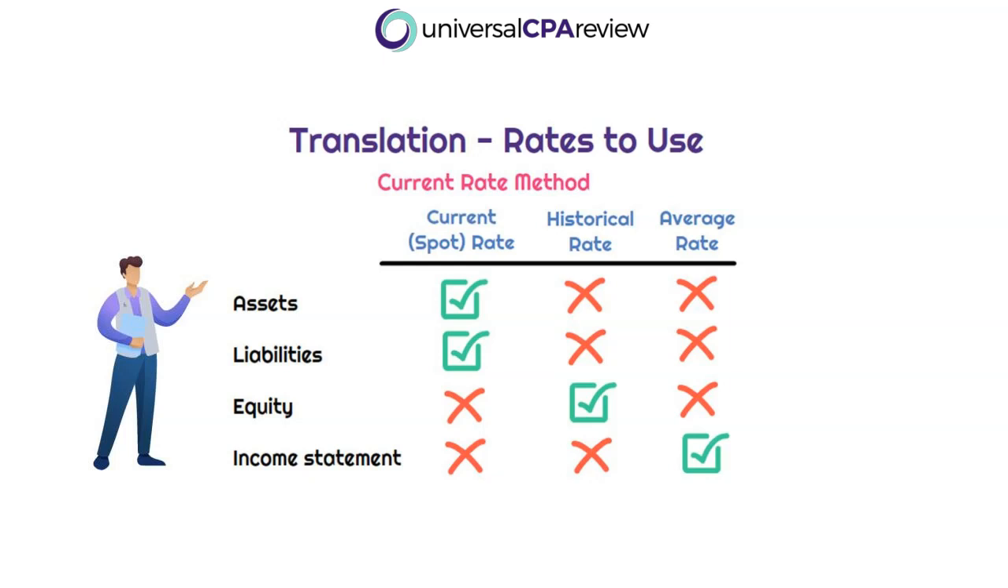So again, the exam loves to say, here's this asset account, let's call it inventory or accounts receivable. Do we use the current rate, the historical rate, or the average rate? You'll see some multiple choice questions in this module that directly relate to this. But again, it's more conceptual. Do you understand the different types of rates and how they apply to different types of accounts in our financial statements?